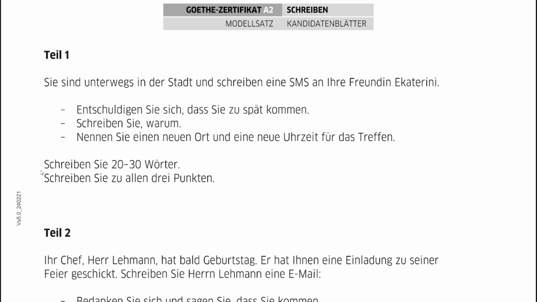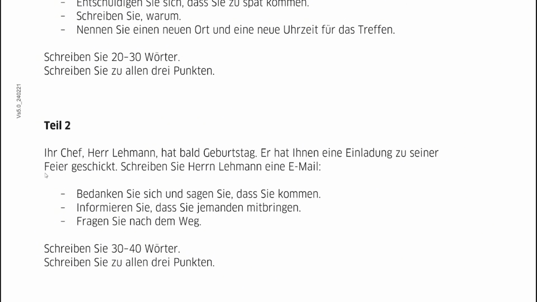And then at the end they have written that you have to write 20 to 30 words and "Schreiben Sie zu allen 3 Punkten," that you have to cover all of these 3 points that they have mentioned in your answer. So this was Teil 1. Then we have Teil 2 over here as well.